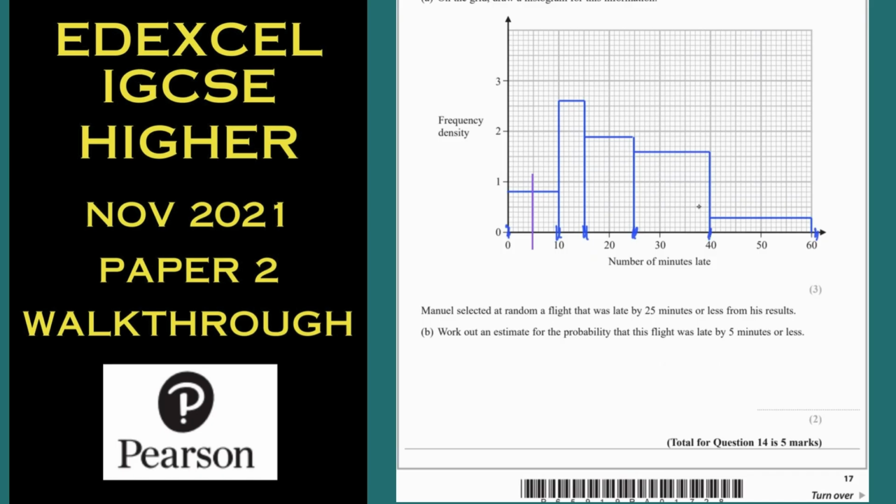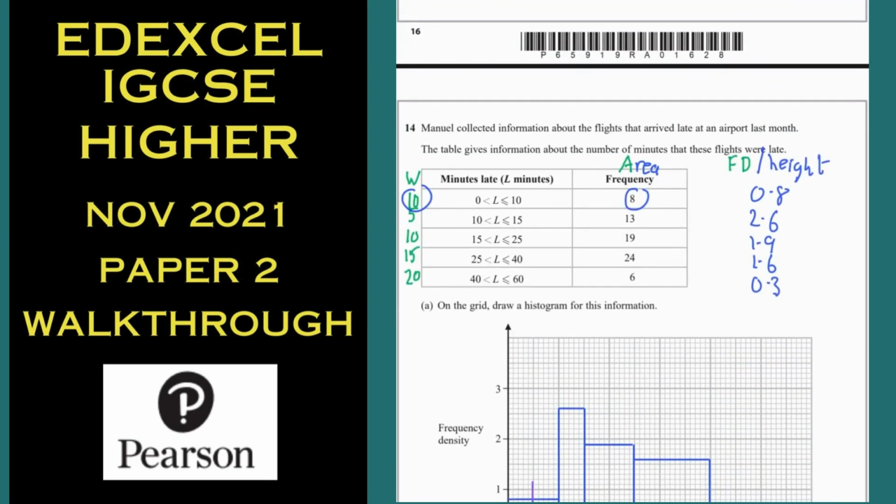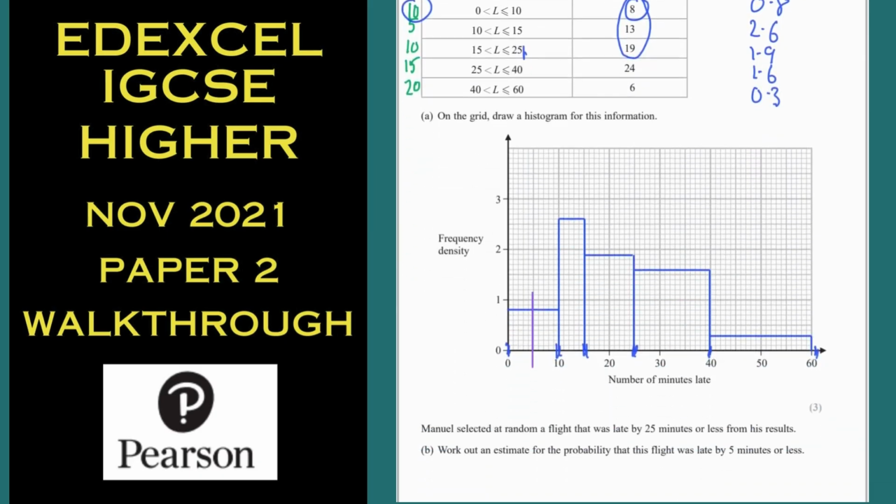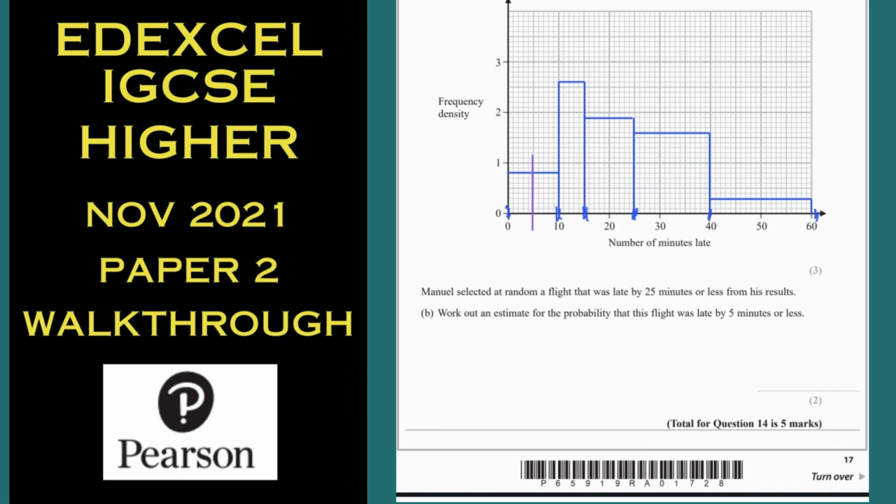Select a random flight that was late by 25 minutes or less. Okay, so 25 minutes or less is luckily these here, because they're up to and including, so just under, up to and including, up to less than 25. So we add them up. We know that our probability, therefore, is out of 40.